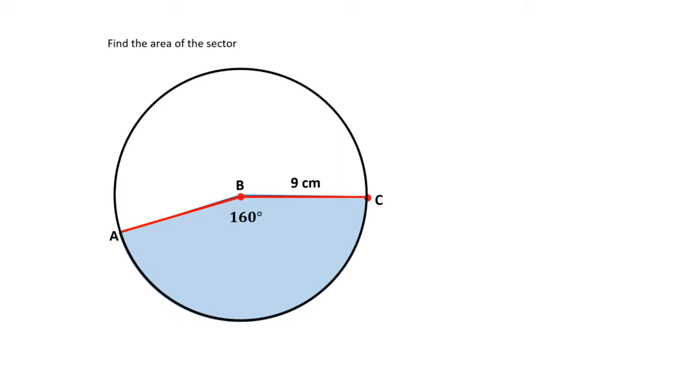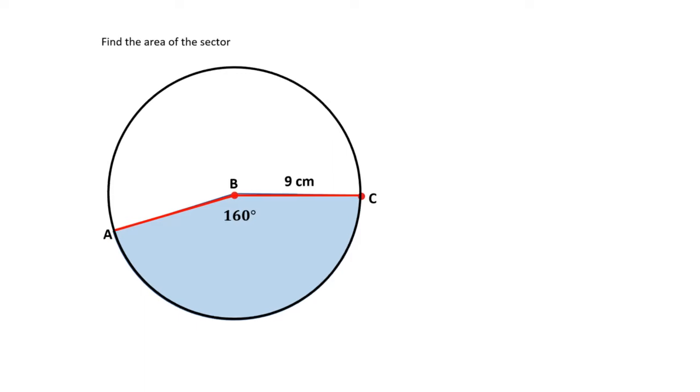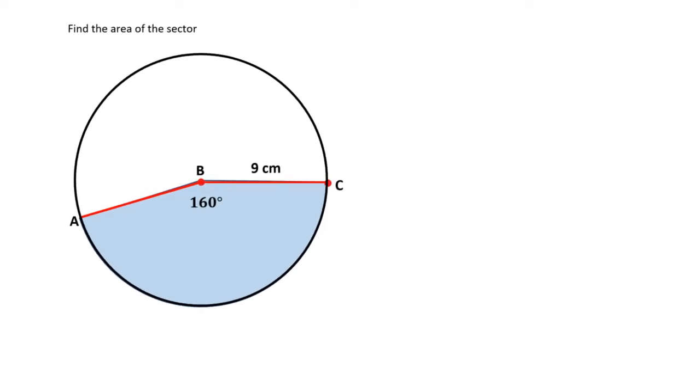Remember, arc length was the distance around the circle, the part that you're walking around. This is the area inside the circle that we're looking for. So a sector would be a sector right here, this blue region. And so how do you find the area of a region? Well, it's real simple. We're going to take the area formula and we're going to multiply it by the portion of the circle we're talking about.